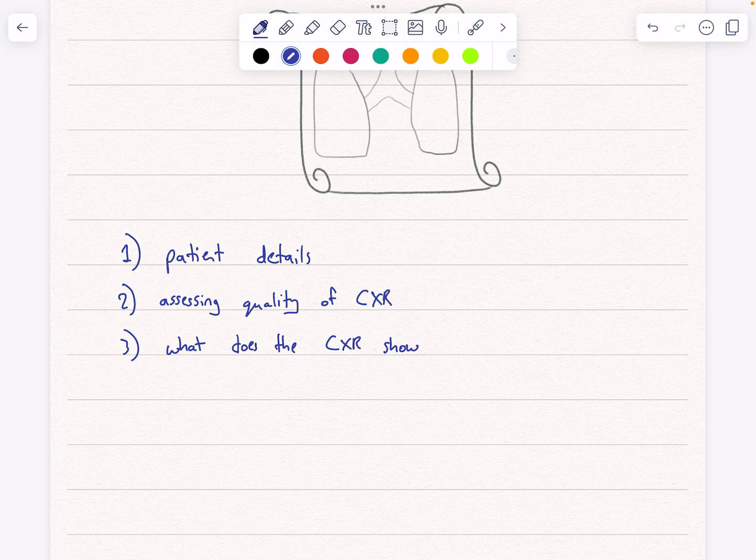And then at the end, you can summarize all your findings, if there's any important positives, any important negatives to exclude, and then discuss your management plan as well if you want to. Okay, so straight into it.